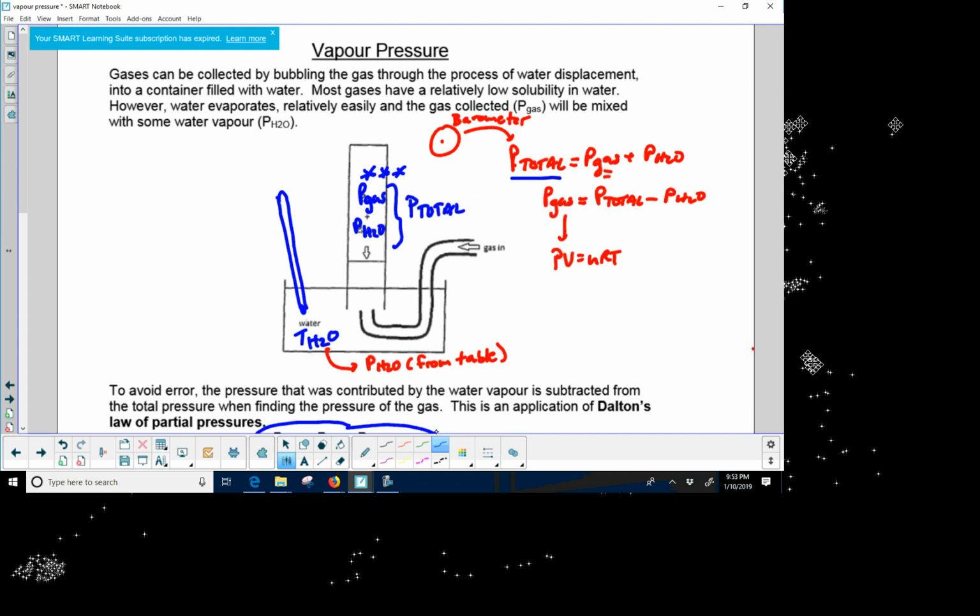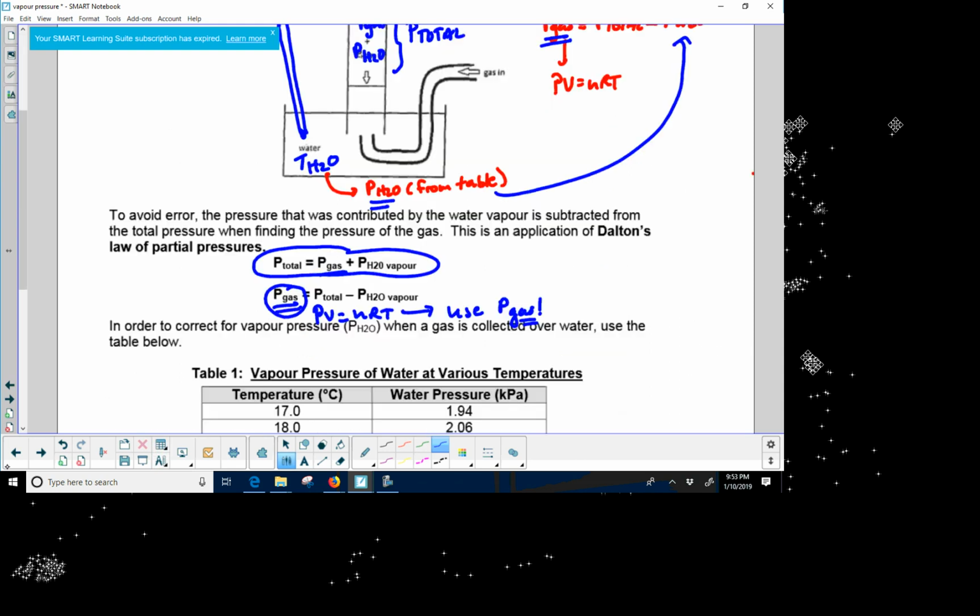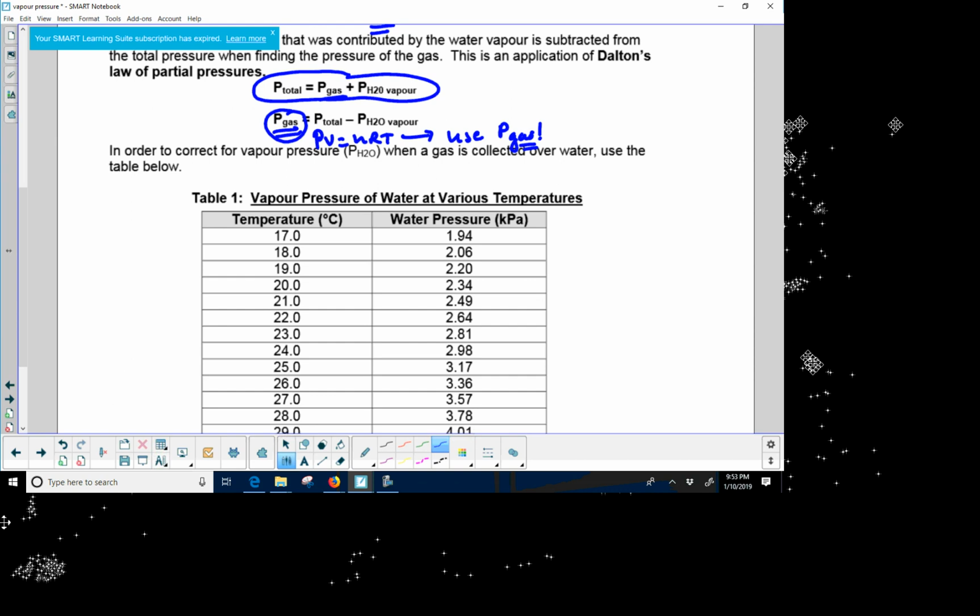And then again, we get the temperature of the water. From the table, we get the water pressure. We're going to know the total pressure from the barometer. You find the difference, and that gives you the pressure of just the gas. And again, you use the ideal gas equation to calculate anything you want. So here's another part of the note down here, and you have your very own table.